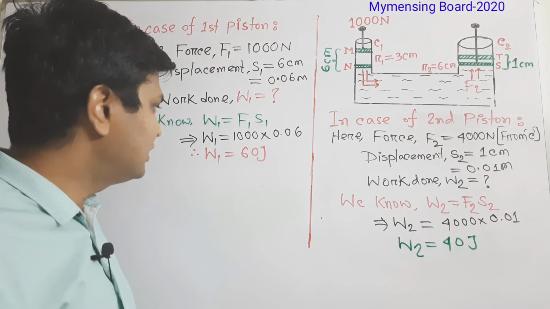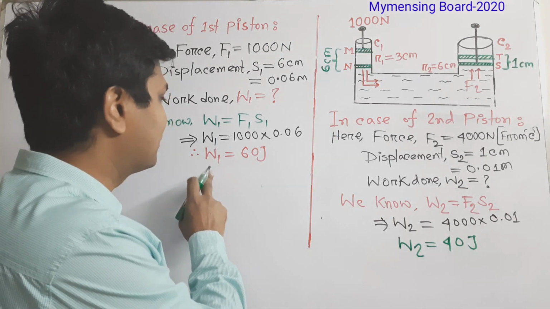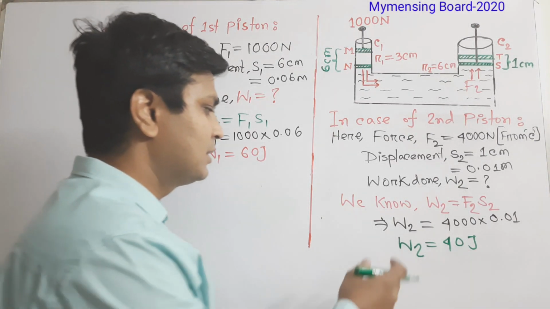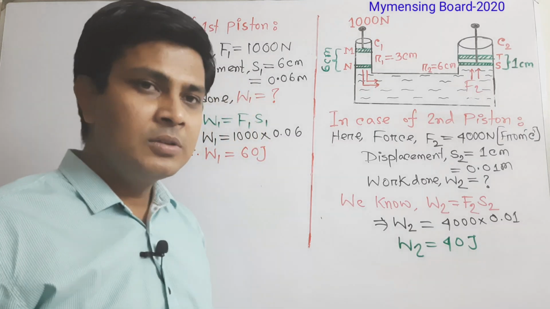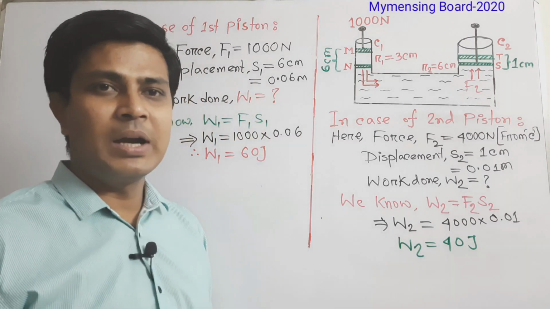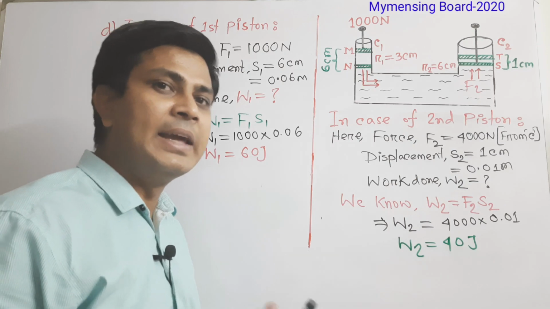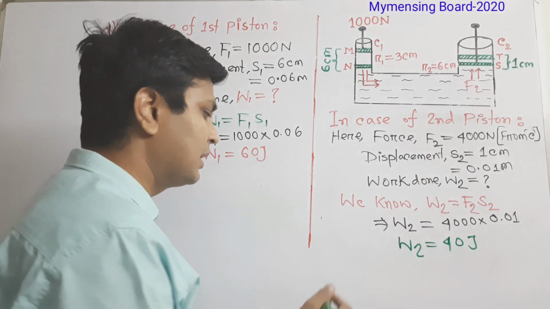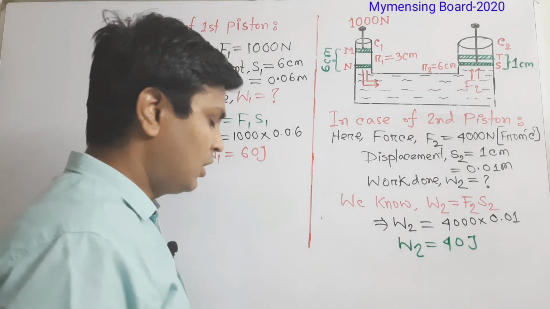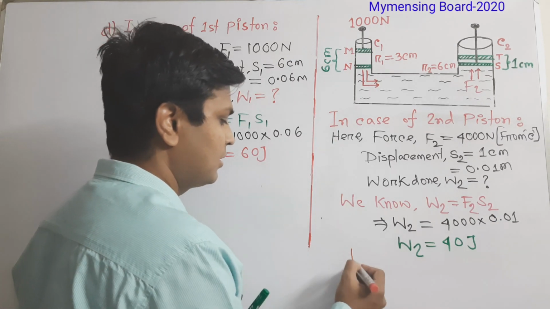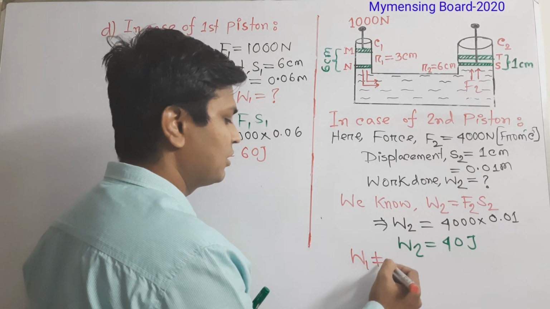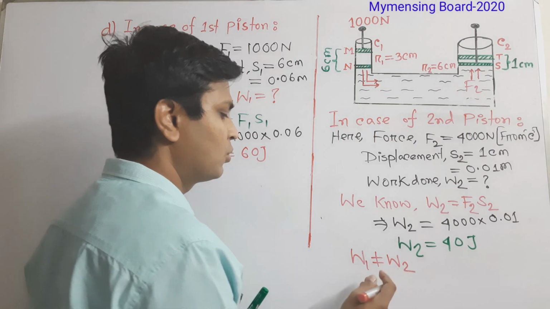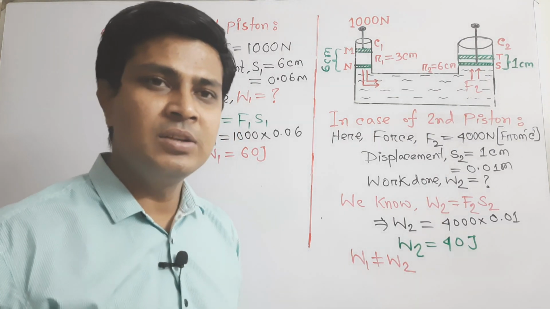Now let's see the work done for both pistons. W1 is 60 joule and W2 is 40 joule. So we can say the work done or the energy is not the same. So our conclusion is W1 not equals to W2.